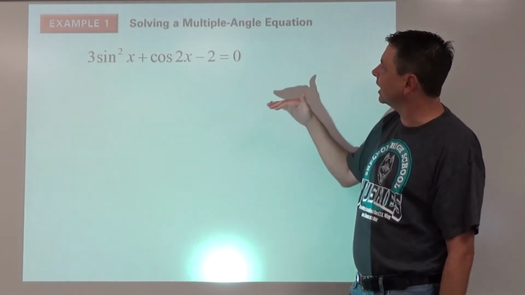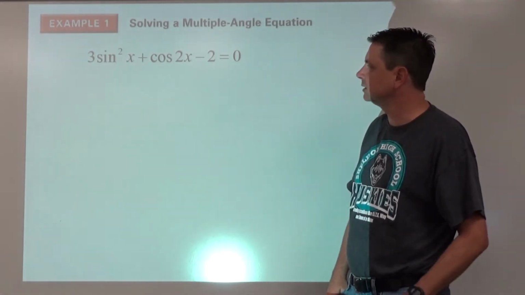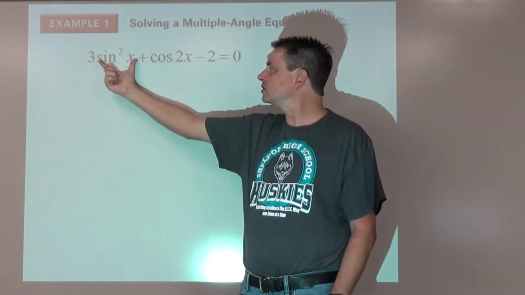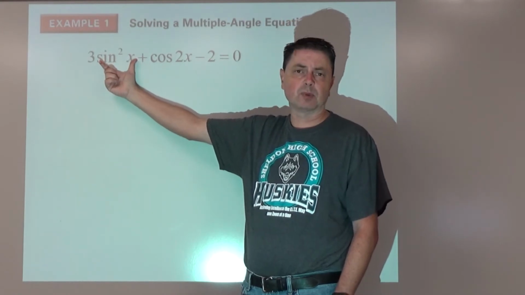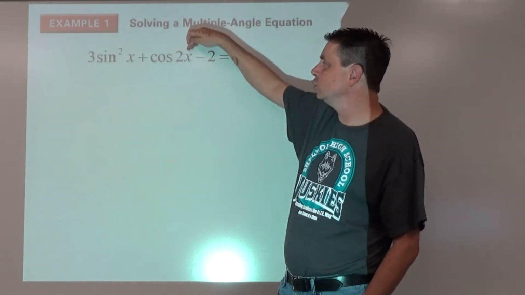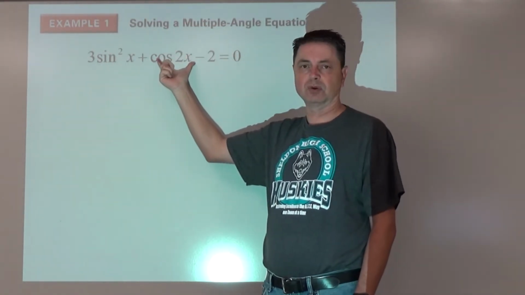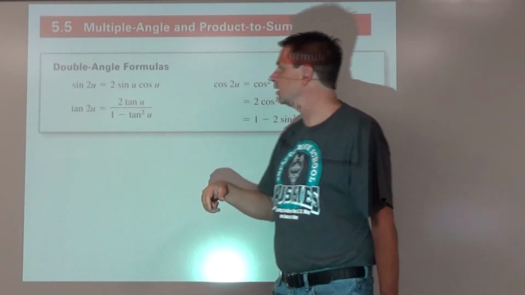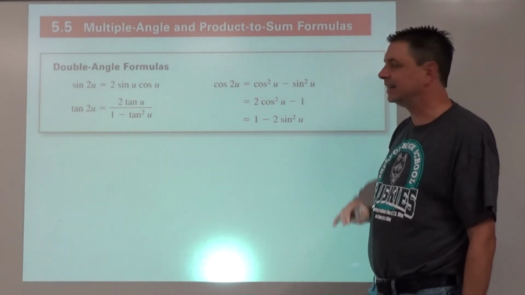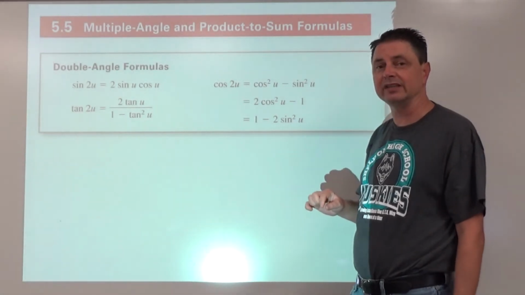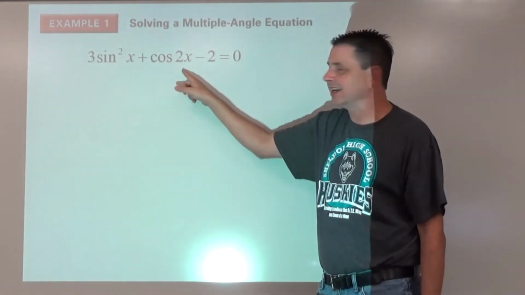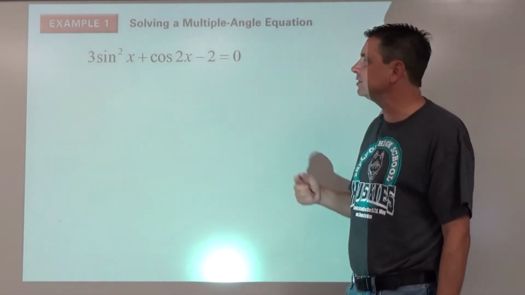Right, so solving a multiple angle equation. Here, we might be able to change this into cosine squared x by Pythagorean, but the problem is this one's not cosine x. This is cosine 2x. So maybe that's where we want to focus. Looking back over to here, we could use any one of these. Since the rest of our problem is in sines, I'm thinking we should use this one. So let's replace this with 1 minus 2 sine squared x.